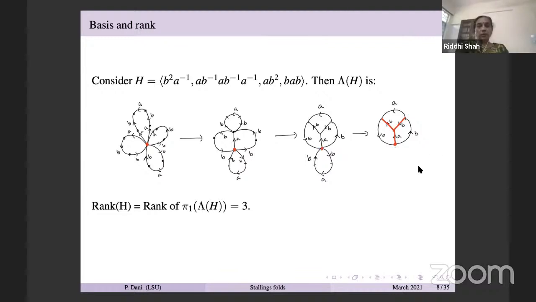Is it the same group generated by this? I mean, does it mean that this edge could be generated by a smaller number of generators? Is that true? Yes, exactly. That's the point. So now that we have this folded graph at the end, this tells us that 3 is the minimal number of generators that you can use to generate H.